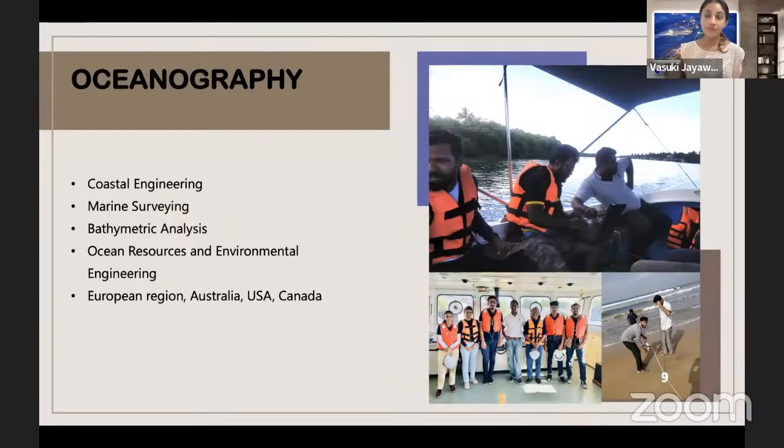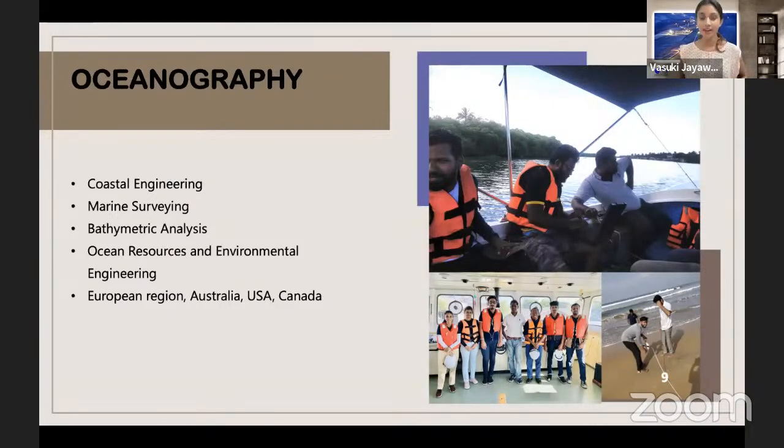So the jobs related to oceanography, coming back to my main area, you can find many jobs in the European region as well. And then Australia, USA, and Canada, once again, the big mining hubs, Australia and Canada. And then here, the European opportunities are also there.